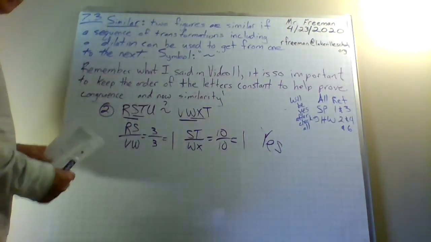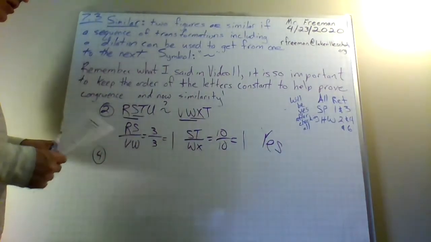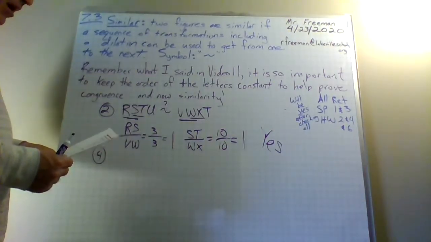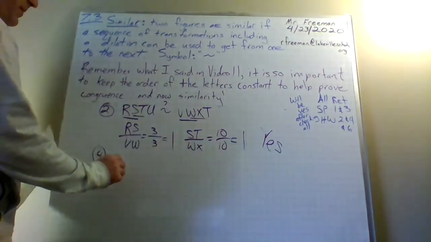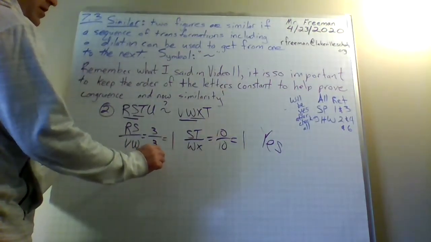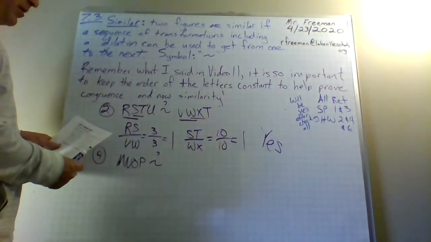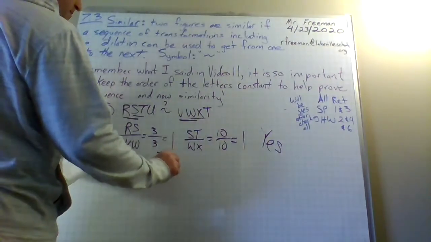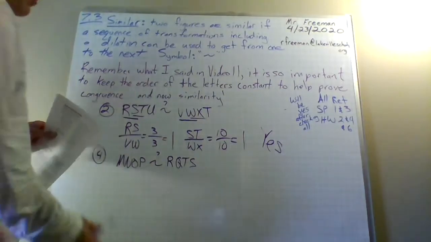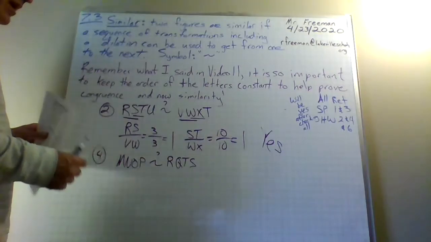All right, let's try to see if I can fit this 4 on here without going off my screen. I think I can do it. Okay, this one's a very important one to notice because it's a little bit different. The MNOP, we want to know if that's similar to, if I label it MNOP, I've got to do RQTS. Okay, so now when I start thinking of these, we have to be careful on what we can do as far as using the right measurements.